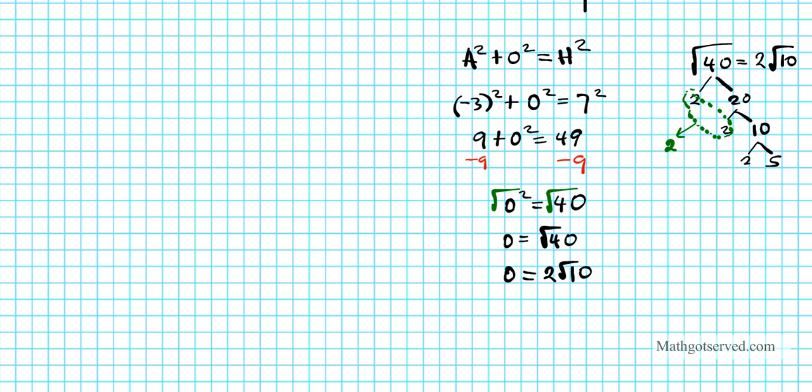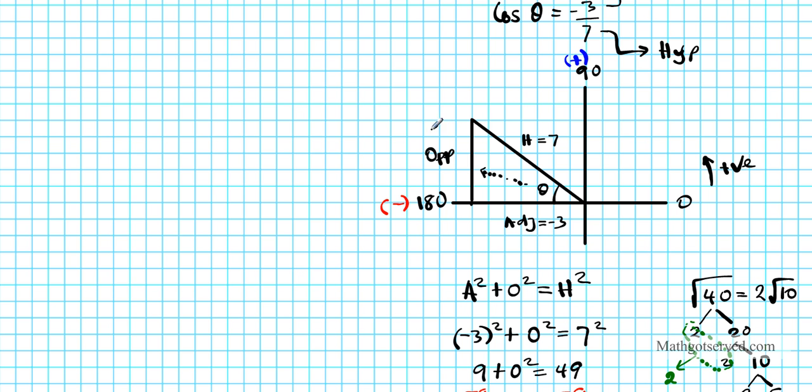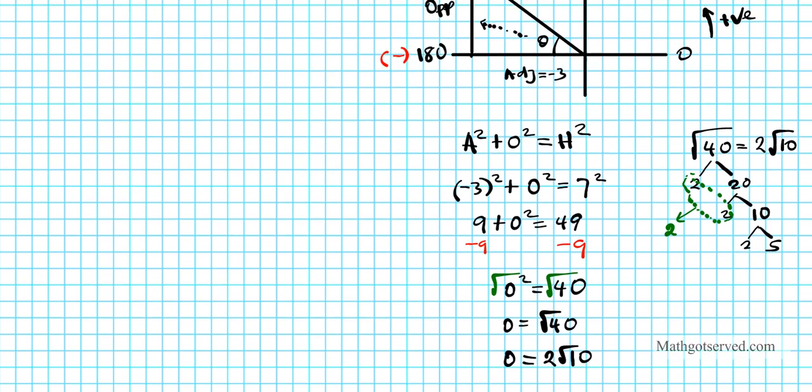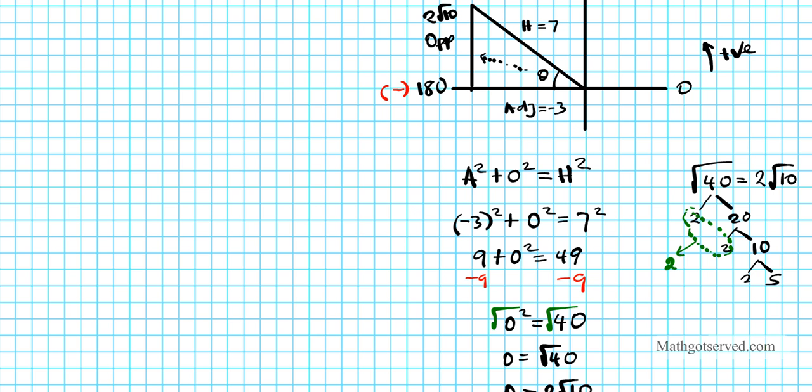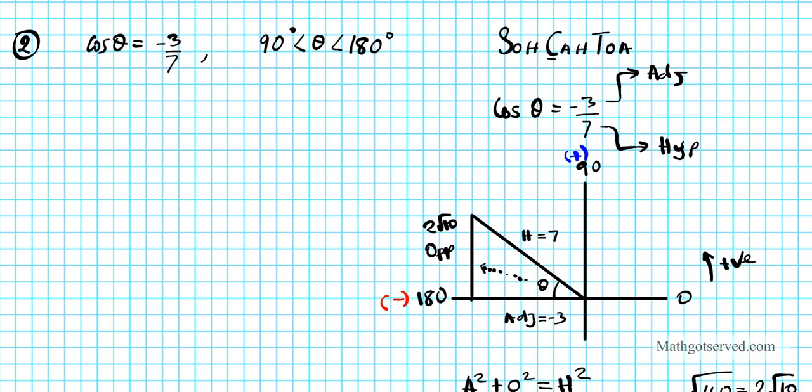All right, so let's go ahead and put that back into the triangle. Our opposite is 2 root 10. Now we're ready to figure out all 6 trig ratios. Using SOHCAHTOA, starting from sine theta, which is opposite over hypotenuse. The opposite is 2 root 10, and the hypotenuse is 7.